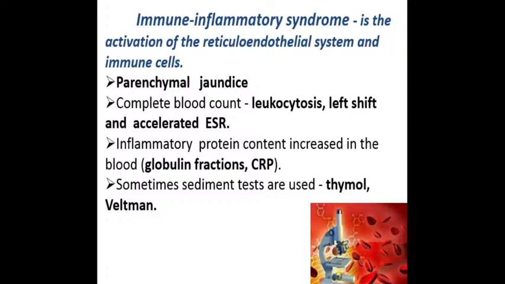Immunoinflammatory syndrome is activation of the reticular endothelial system and immune cells. In this patient, we can see parenchymal jaundice, and in the complete blood count, increased leukocytes, shift to the left and increased ESR. And inflammatory protein content increases in the blood. It is globulin fractions and C-reactive protein. Sometimes sediment tests are used. It is the thymol and Weltmann test.